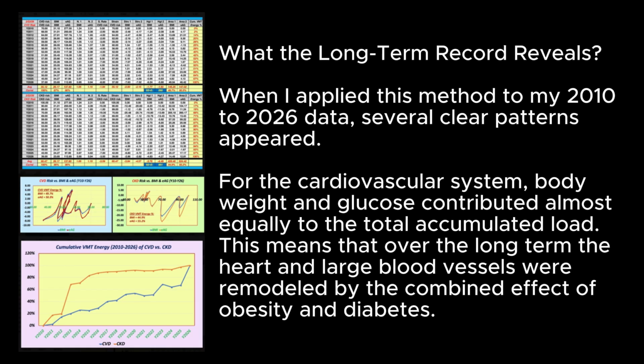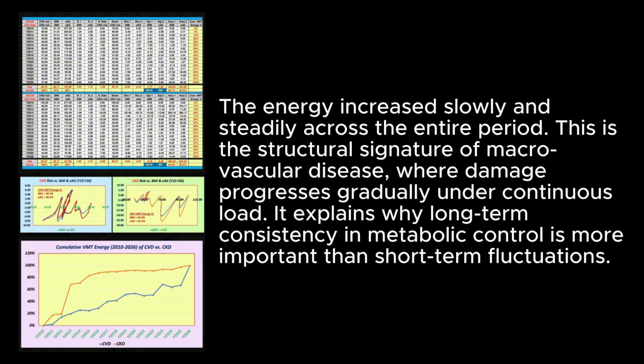What the long-term record reveals: when I applied this method to my 2010 to 2026 data, several clear patterns appeared. For the cardiovascular system, body weight and glucose contributed almost equally to the total accumulated load. This means that over the long term, the heart and large blood vessels were remodeled by the combined effect of obesity and diabetes. The energy increased slowly and steadily across the entire period. This is the structural signature of macrovascular disease, where damage progresses gradually under continuous load. It explains why long-term consistency in metabolic control is more important than short-term fluctuations.